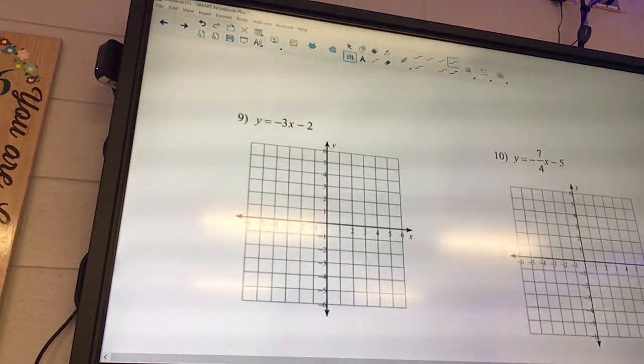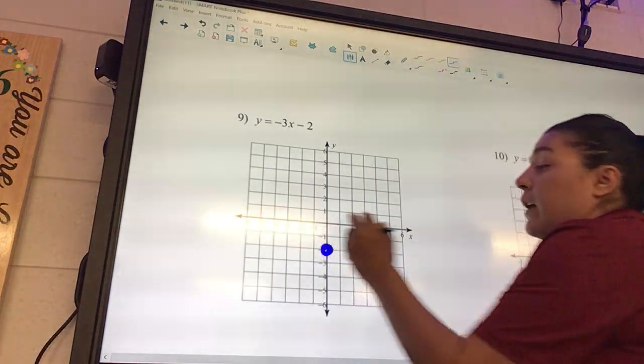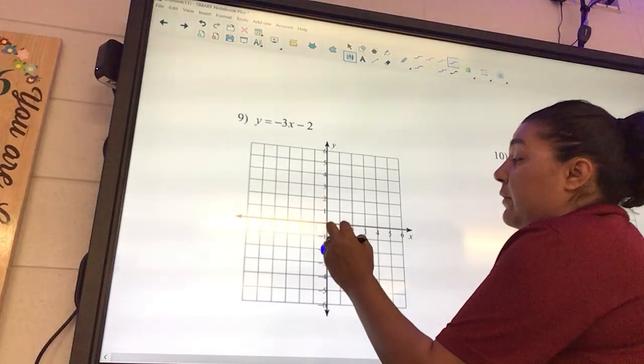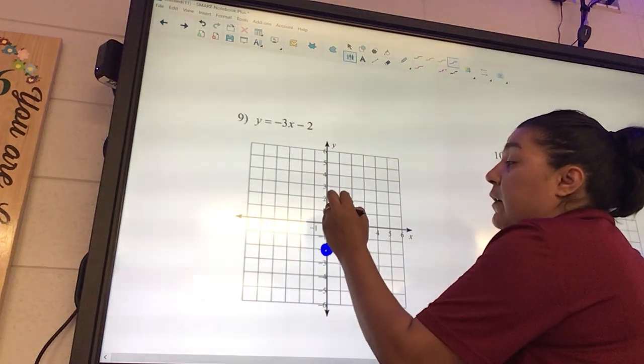Okay, look at number 9. What is the y-intercept? -2, good. And what is the slope? -3 over 1. So we're going to go up 3 and over 1. I need a negative line. So which way am I going to go? Number 2. To the left. 1, 2, 3, over 1.